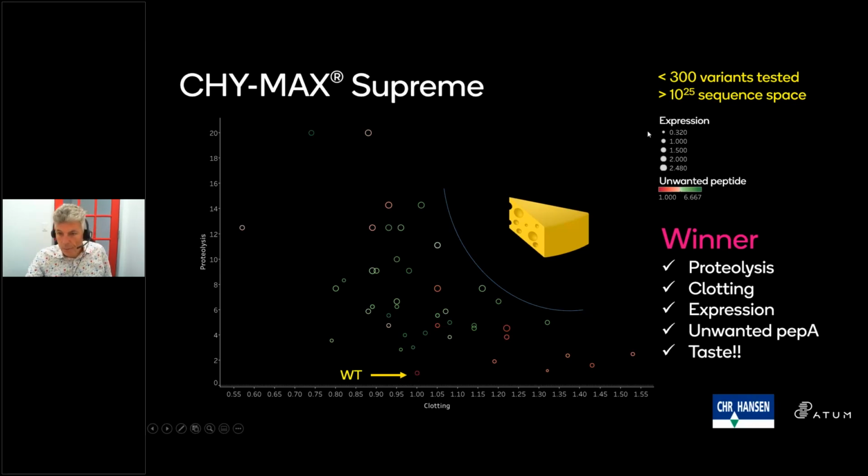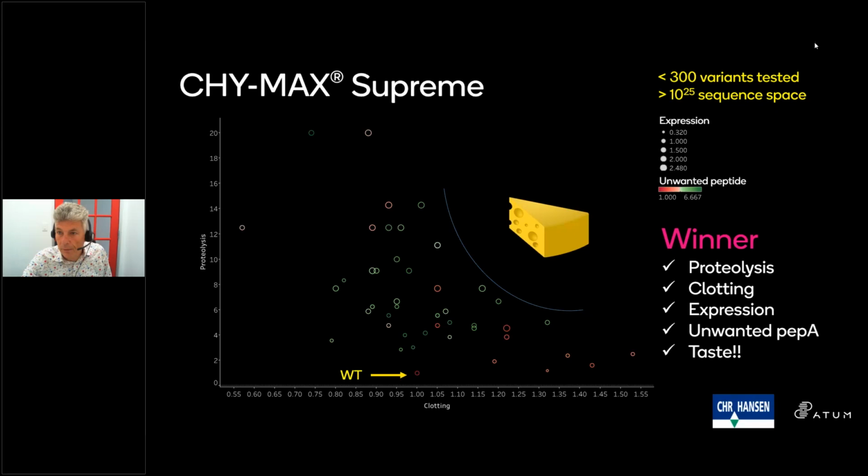We wanted to optimize this for expression, so the bigger the circle, the better the expression. It's really a protease and it cleaves the milk protein, and depending on how it cleaves, you may have some unwanted peptide that gives a bitter taste. So the amount of bitter peptide is a function of green versus red. We want to have it as green as possible, and then we want it to have as efficient clotting as possible, which is on the x-axis. And then we're looking at the cutting itself, as proteolysis, on the y-axis. So here's actually a 5-dimensional optimization if we're making the enzyme for cheese.